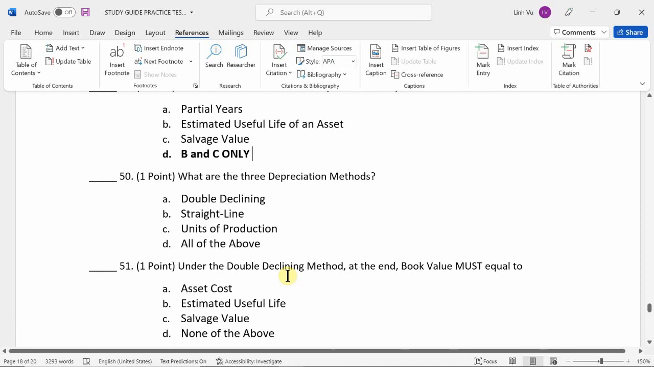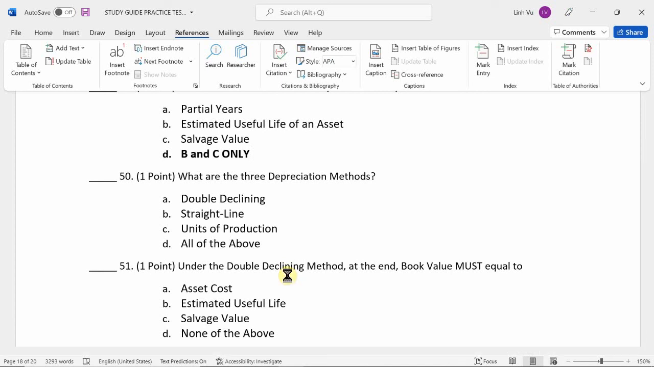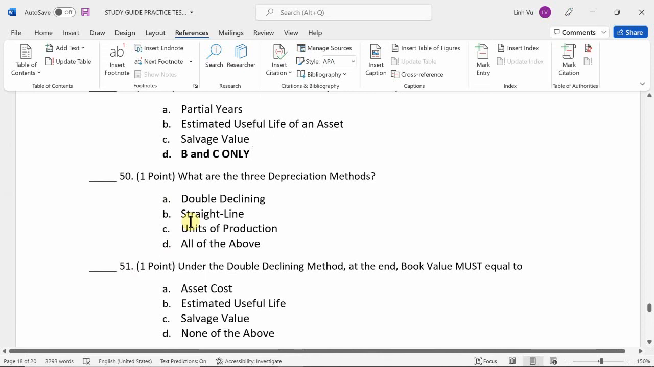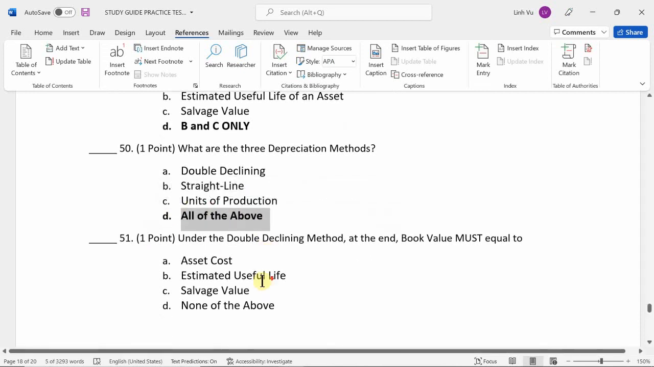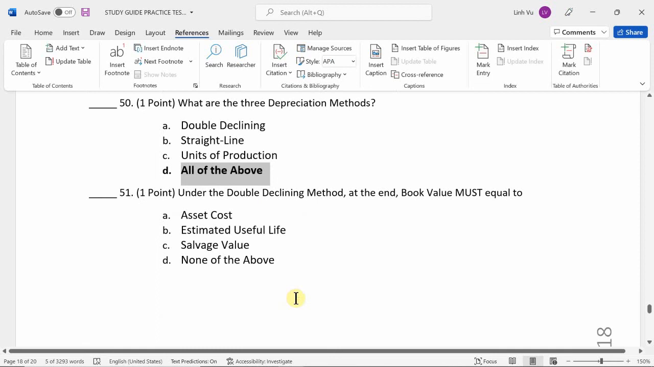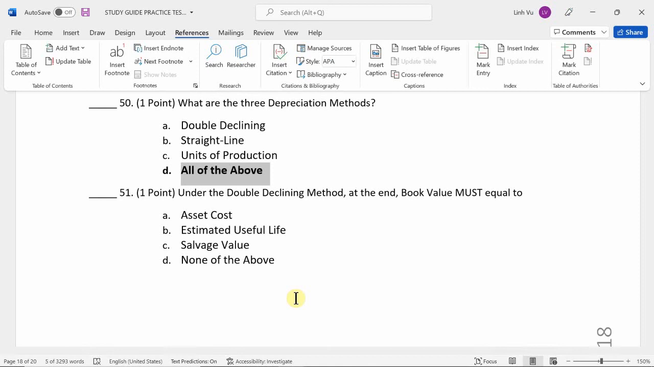Number 50. What are the three depreciation methods? All of the above, right? We did learn double declining, when we depreciate in the beginning of its life, twice as fast, twice as much. Straight line is where we do it evenly across its life, and units of production is based on capacity. I taught you all three methods. So D, all of the above. Number 51, under double declining method, at the end, book value must be equal to.